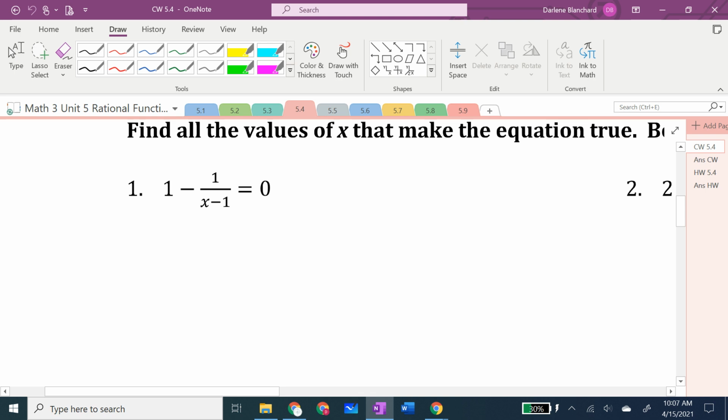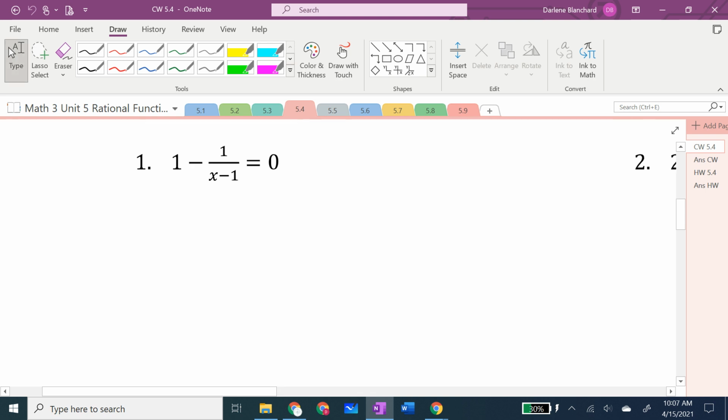Now, here's a first problem. Know that while we're solving rational equations, a big focus is we've got denominators, and who wants denominators? No one. No one wants denominators. So what we're going to ultimately be doing is multiplying both sides of the equation by denominators as a whole.